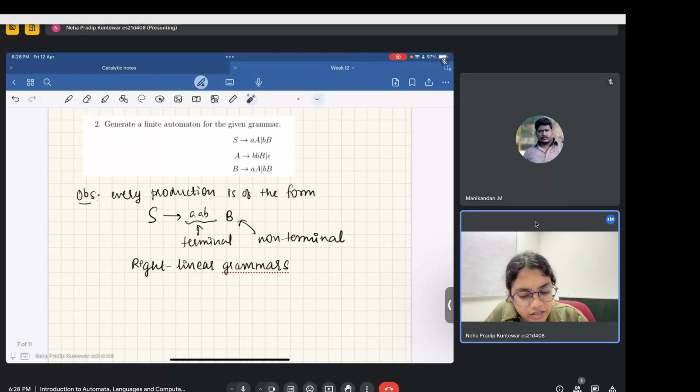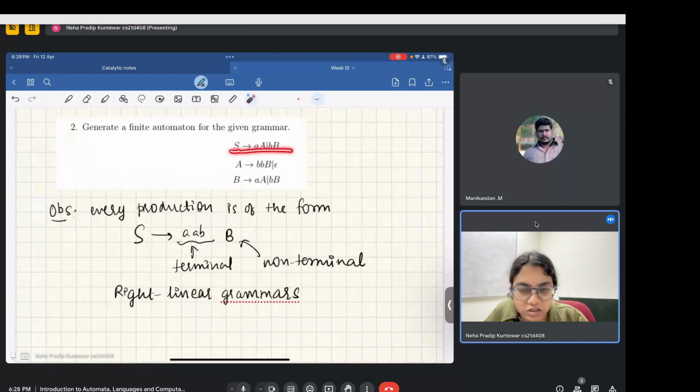So let's look at this. In case of the first production here, the non-terminal is already pushed to the right, and before that you only have terminals. Similarly, if we look at this, then the non-terminal B is already pushed to the right.